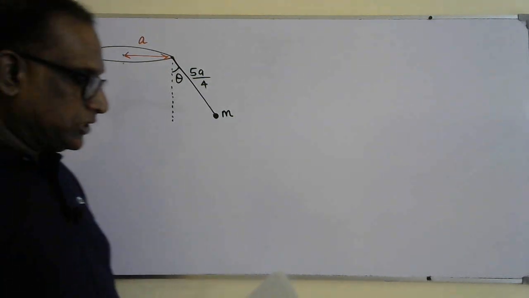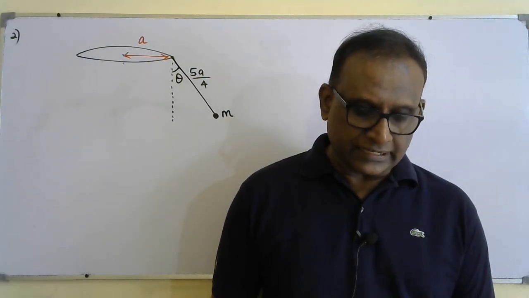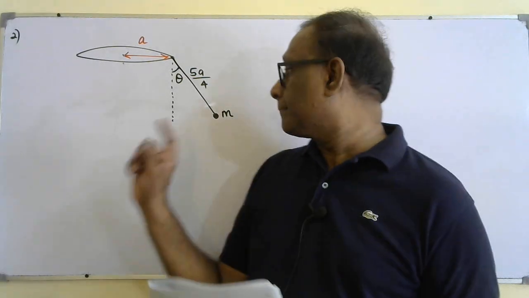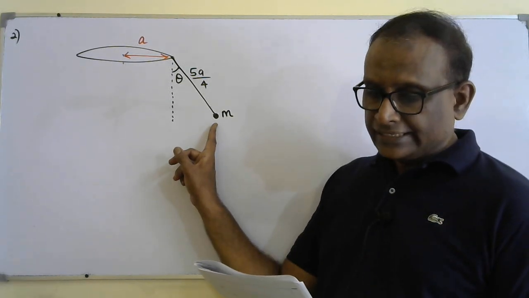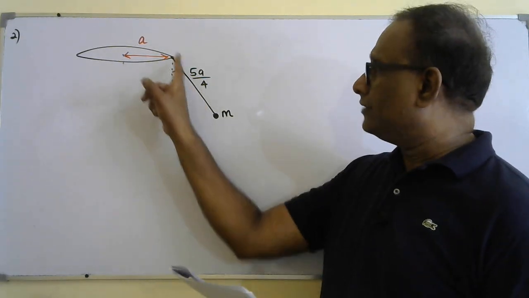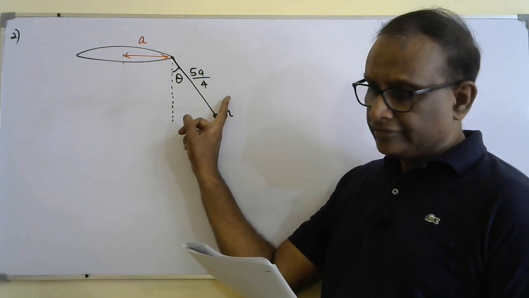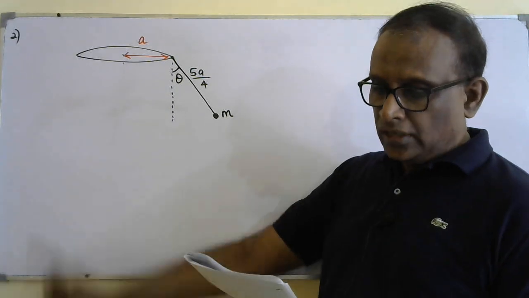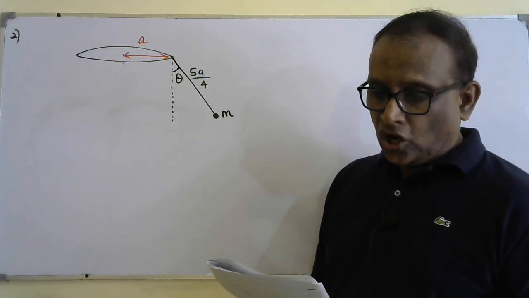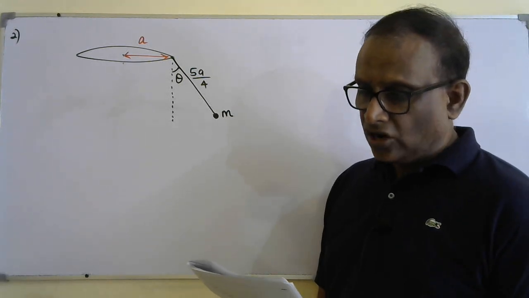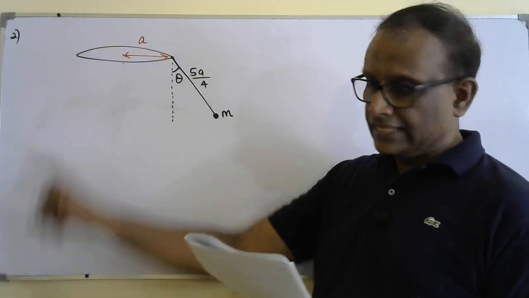Okay, so question number 2, this diagram is given. Figure 2 shows a fairground ride that consists of a chair of mass m. This is the chair of mass m, attached to one end of a rigid arm of length 5a by 4. The other end of the arm is freely hinged to a rim. This is the rim, of a thin horizontal circular disc of radius a. So this is a horizontal circular disc that has radius a.